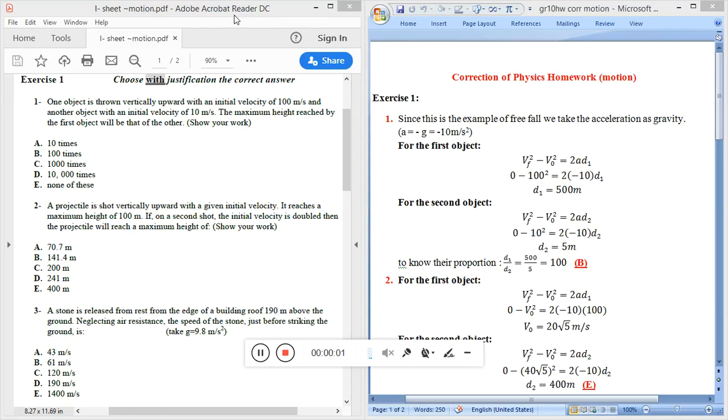Hello all. In this video, you are going to correct the motion worksheet. So in exercise 1, there are three multiple choice questions.